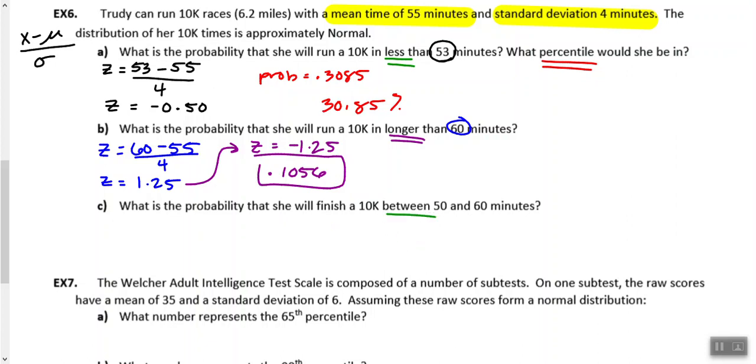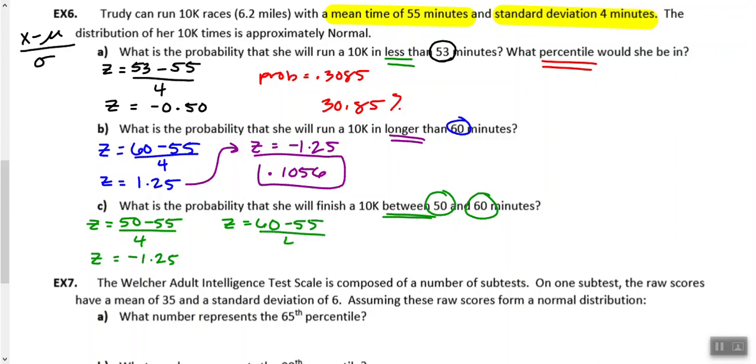So between 50 and 60, which means I need a z-score for both 50 and for 60. So I'll set up my formula. My z-score is equal to 50 minus 55 divided by 4. So that will give me a z-score of, after I put it in my calculator, I get negative 1.25. And then I'm also going to find the z-score for 60. So 60 minus 55 divided by 4.